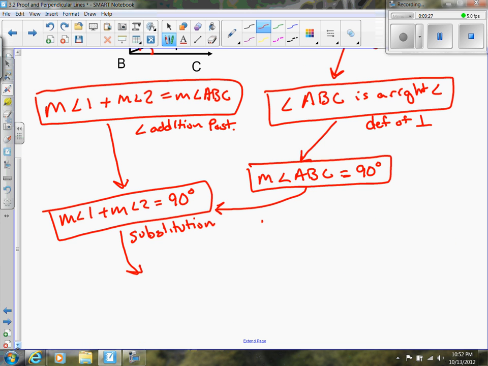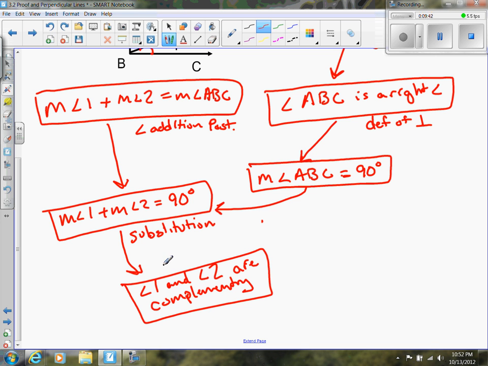Angle 1 and angle 2 are complementary. Angle 1 and angle 2 are complementary, and that is the definition of complementary angles.